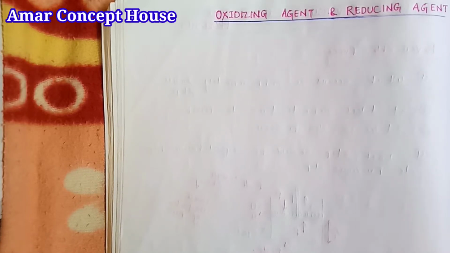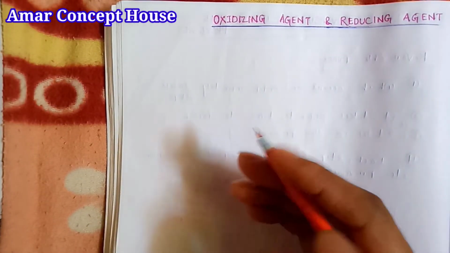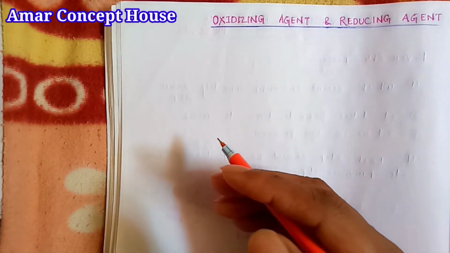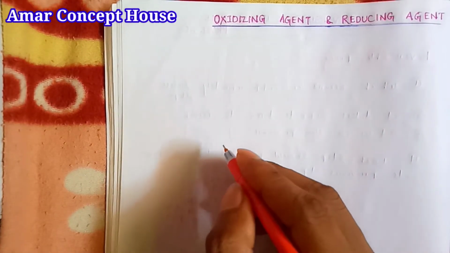In this video, we are going to discuss the oxidizing agent and reducing agent. In my previous chemistry video, I have already discussed with you oxidation, reduction, and how to calculate the oxidation number of an atom in a molecule. Let's start: what is an oxidizing agent and a reducing agent.